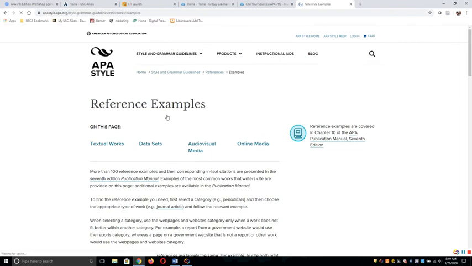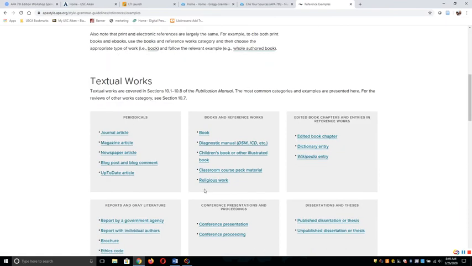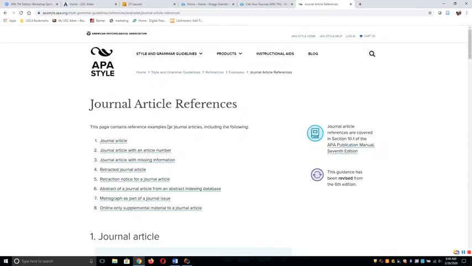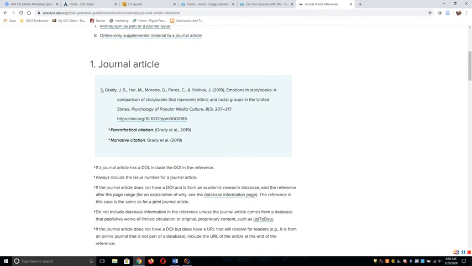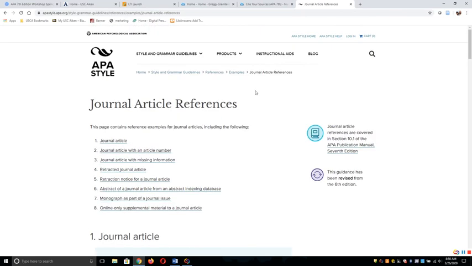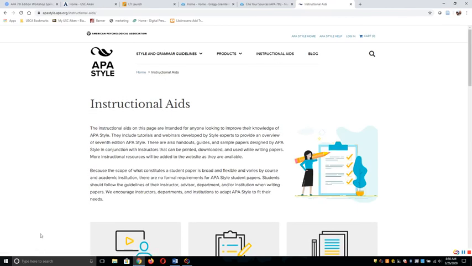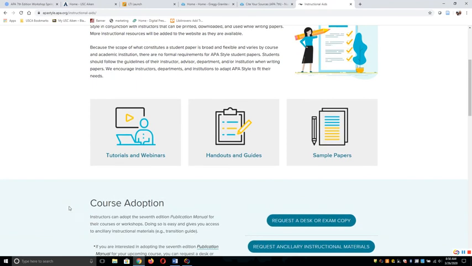And the other thing I wanted to point out are the instructional aids. This is where we're going to get our sample papers. And so if I go under instructional aids, you can see here there is a big category for sample papers, and so I can click on that. And then also I wanted to point out under handouts and guides, one of my favorite new things they've come out with is their reference quick guide. And this is a wonderful sheet giving you an overview of how to do a journal article, a book, or a chapter in an edited book.